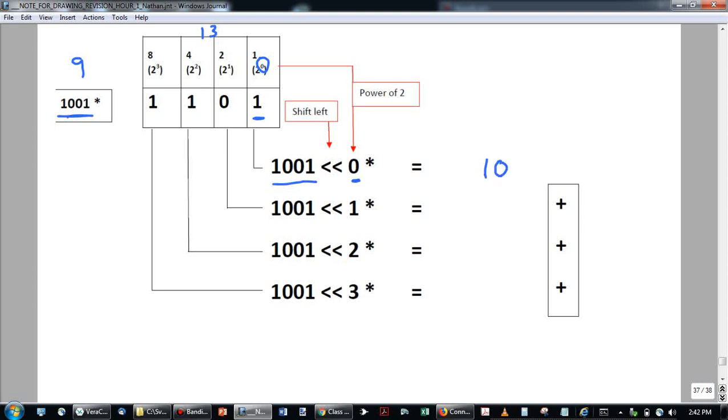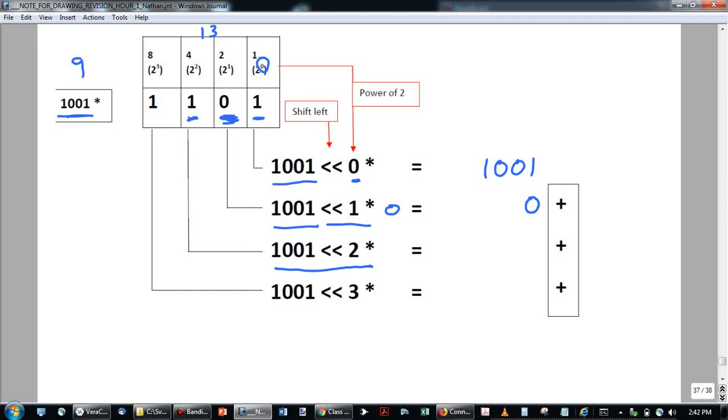The same as it looked like before. It hasn't changed, right? It's the original number. Then I've got a 0 in the 2 to the 1 column. So 9 shifted left once, and this is where this 0 comes in. If I multiply anything by 0, I'm going to get 0. Then in this column, the 2 to the 2's column, I've got 1001 shifted left twice.